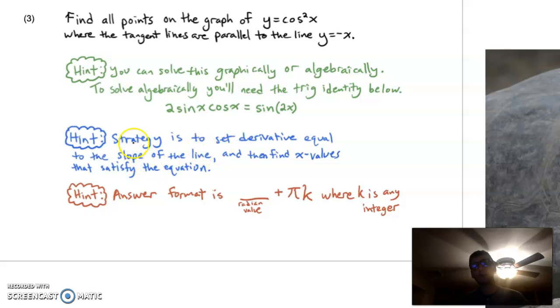Of course, maybe this hint could have come first, the blue hint, that the strategy is to set the derivative equal to the slope of the line that it's got to be parallel to, and then find the x values that satisfy the equation. And the last hint is about the answer format, because these are periodic functions, there's not just one spot where this graph will be parallel to this. There's actually an infinite number of spots.